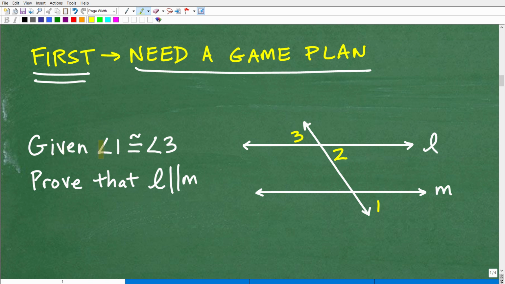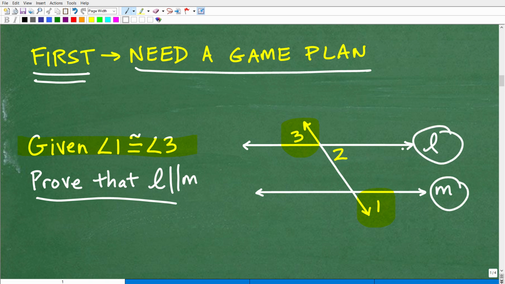Let's take a look at the situation here. We're saying, given angle 1 is congruent to angle 3. We've got to understand these words. Here's angle 1, and we're saying it's congruent to angle 3. In other words, this angle and this angle are equal. That's given to me. I want to prove that these two lines are parallel. So it's probably going to help us to review a lot of theorems and postulates about parallel lines.